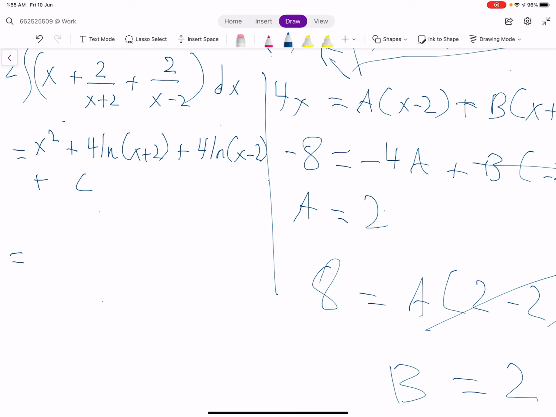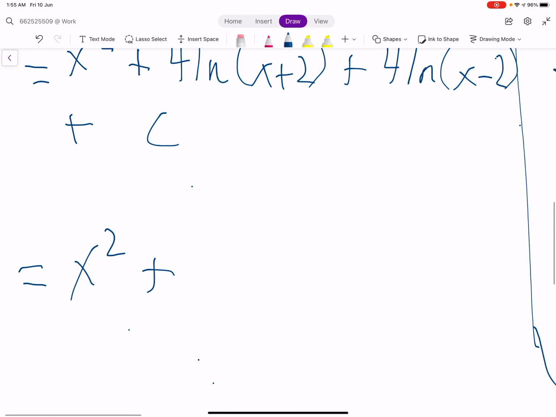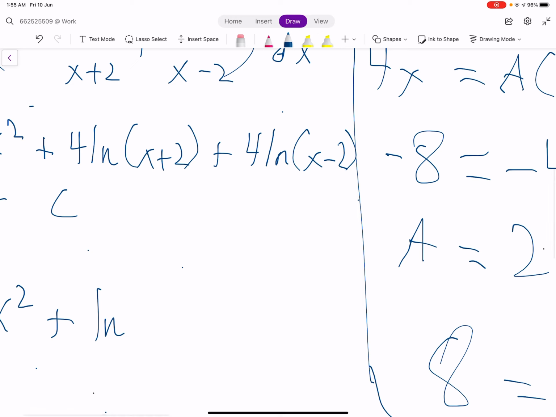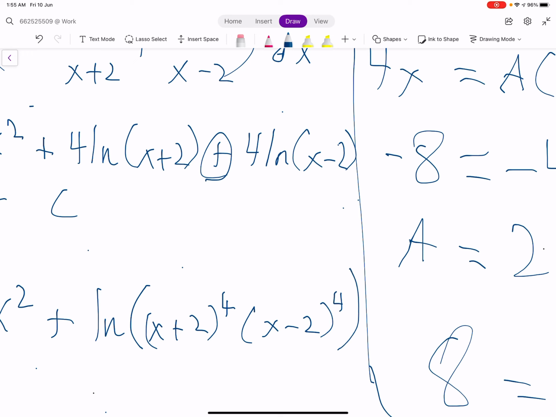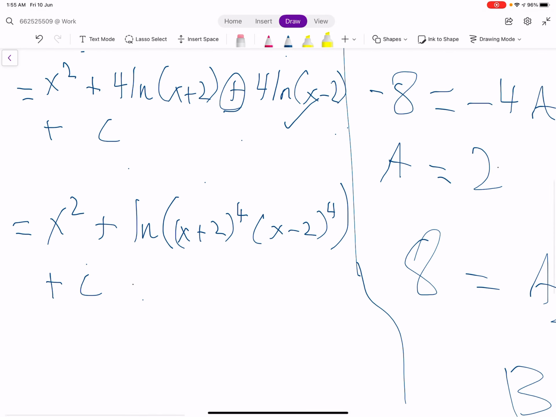Yes, it can. We have to use the natural log property, which is the product property. So it will be x squared plus natural log, add a bracket here, we will put the 4 inside, so it will be x plus 2 to the power 4. Since you have addition, it will be the product property. Okay, it will be x minus 2 to the power 4. And this is our final answer. And we don't forget the C.